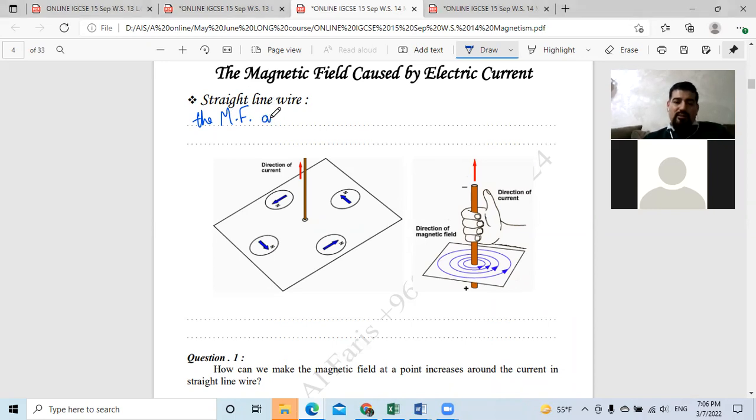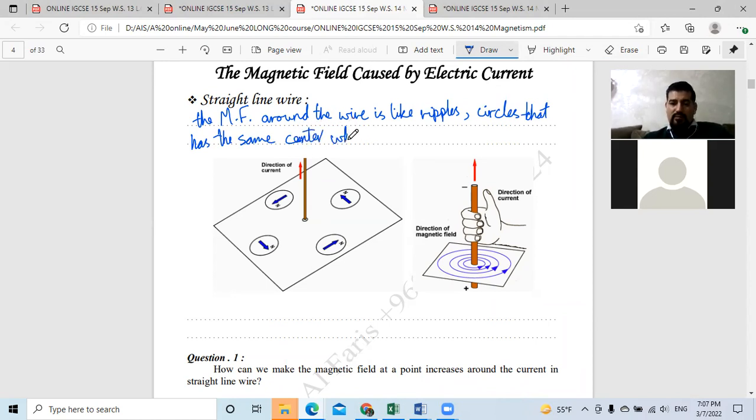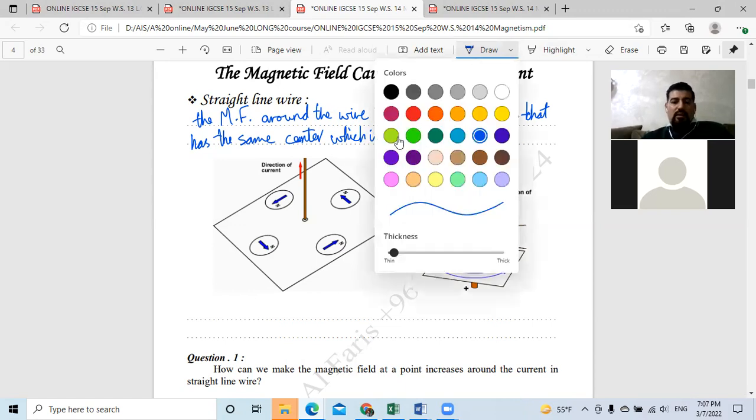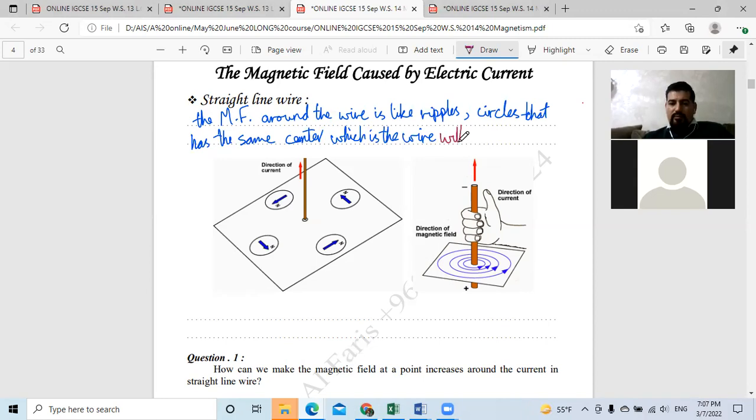So the magnetic field around the wire is like ripples, circles that have the same center, which is the wire, with farther distance.